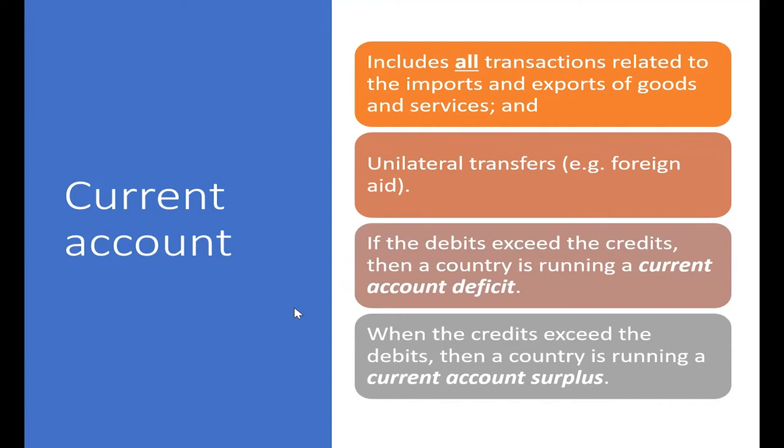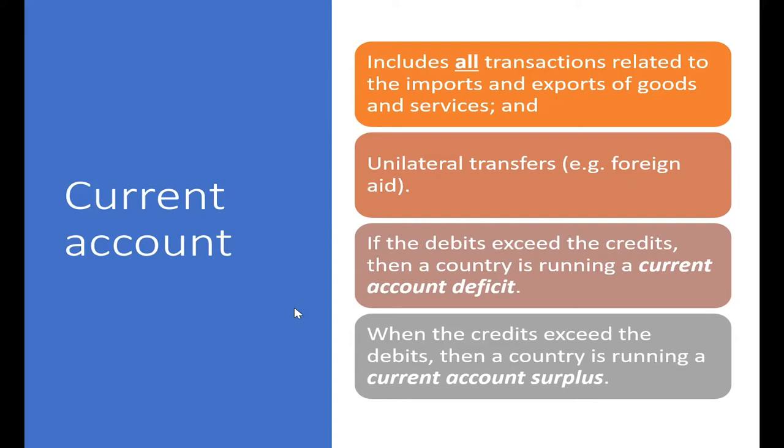The current account designates all transactions that would include import or export of goods and services, okay? And also unilateral transfers, okay? So again, if we are buying a Range Rover from the UK, that's an import. If we are selling crude oil to the UK, that is an export. If we are receiving foreign aid from the UK, that is a unilateral transfer.